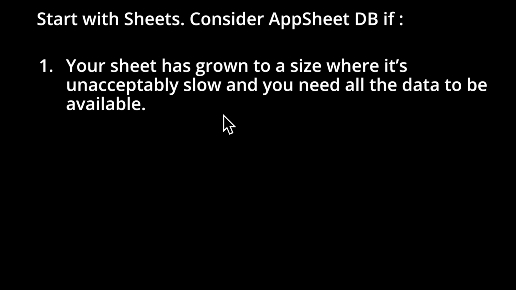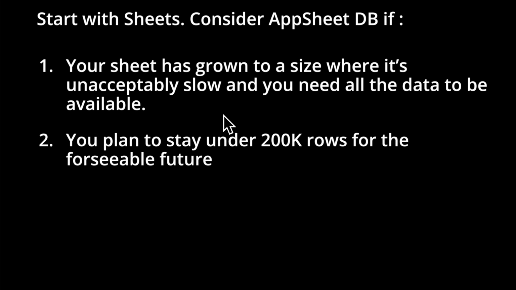But if you're not able to do that, and again, you're seeing this slow performance, you may want to consider AppSheet DB at that point. The second is that you plan to stay under 200,000 rows for the foreseeable future. So we're going to look at this in a minute with the trade-off slide.